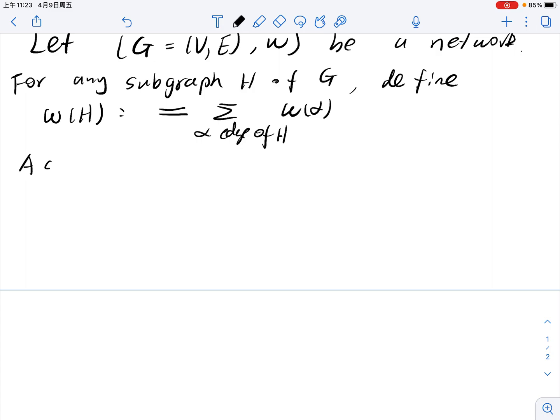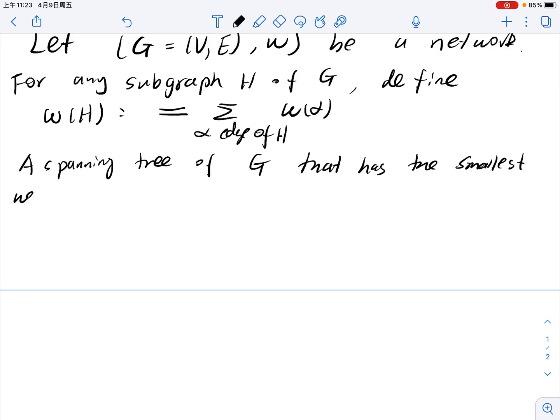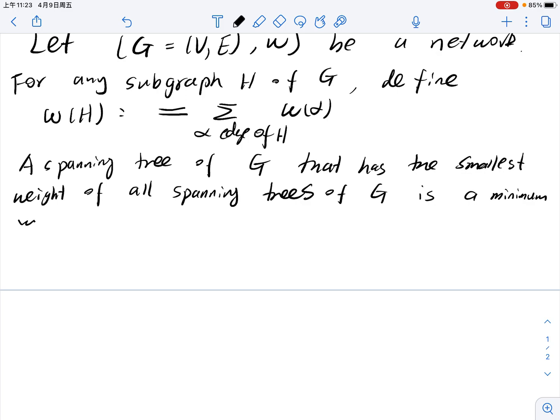Then a spanning tree of G that has the smallest weight of all spanning trees is a minimal weight spanning tree.